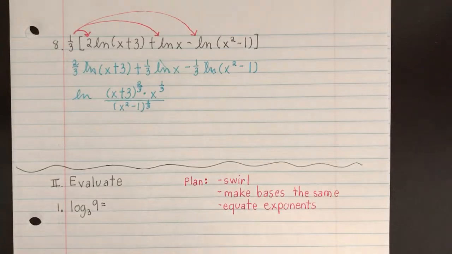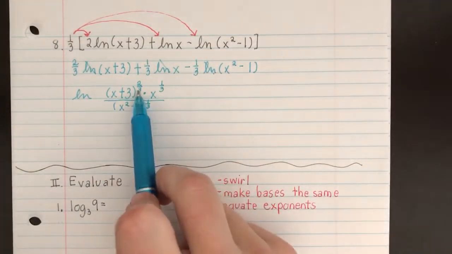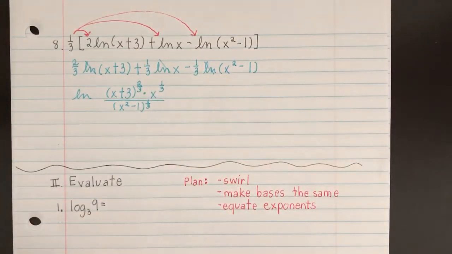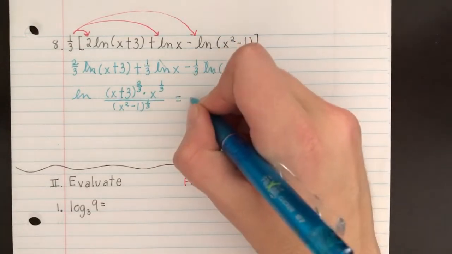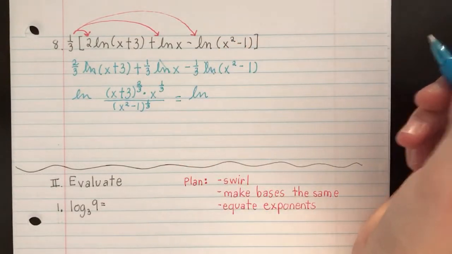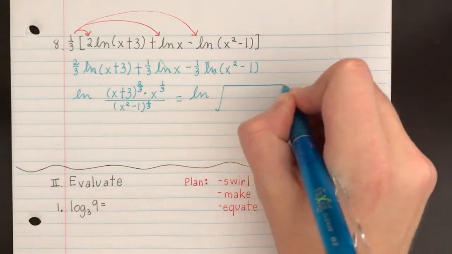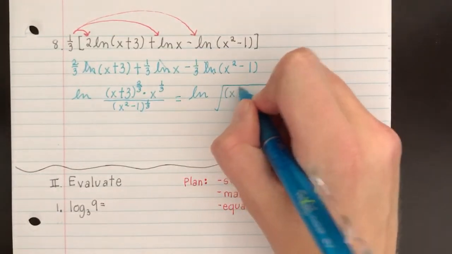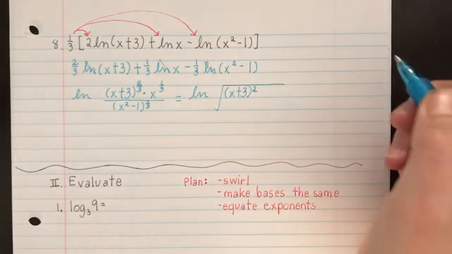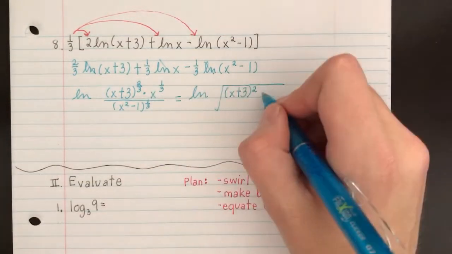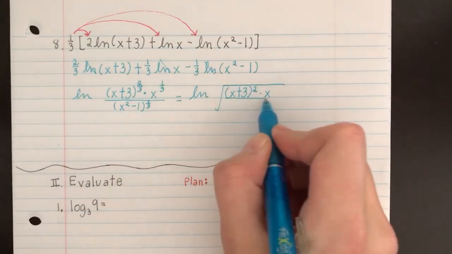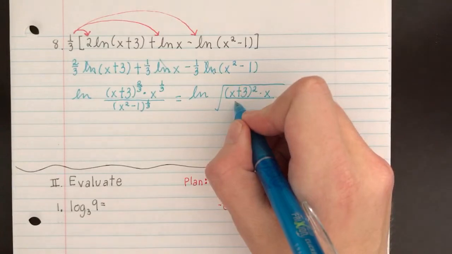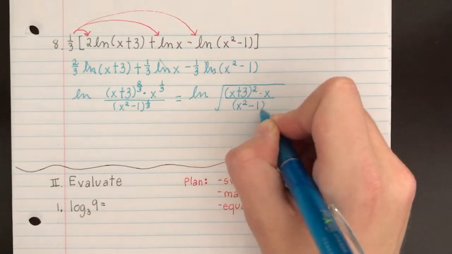Okay, so again, we can't have the rational exponents. What you notice, hopefully, is that all denominators are 3. Okay, so since all denominators are 3, that means you would rewrite as natural log, and all of them would be under a cube root, x plus 3 squared times x to the first, or x, right? You don't really need the 1, it's implied here, over x squared minus 1.